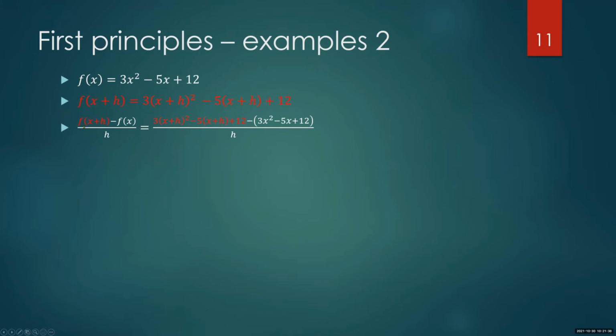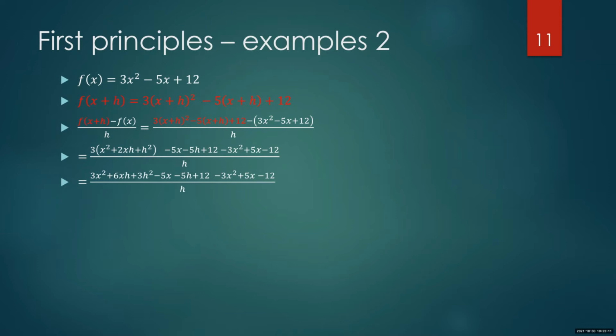So we want to find f of x plus h minus f of x all over h, as we did before. And so you can see the 3 into x plus h squared minus 5 into x plus h plus 12, and then minus f of x, that's minus what I have in brackets here, minus the 3x squared minus 5x plus 12, all over h. And so let's look to simplify that a little bit.